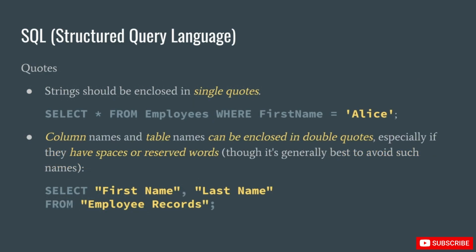When you're dealing with strings, you should enclose them in single quotes. This is unusual, as most programming languages allow double quotes for strings, so make sure to remember this detail. Column names and table names can be enclosed in double quotes, especially if they contain spaces or reserved words. Although it's best to avoid such names when possible, sometimes it's necessary.